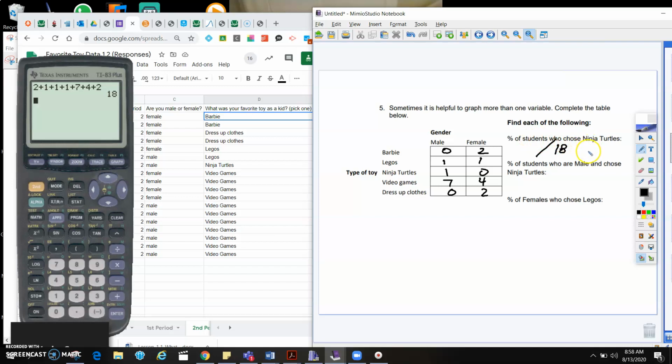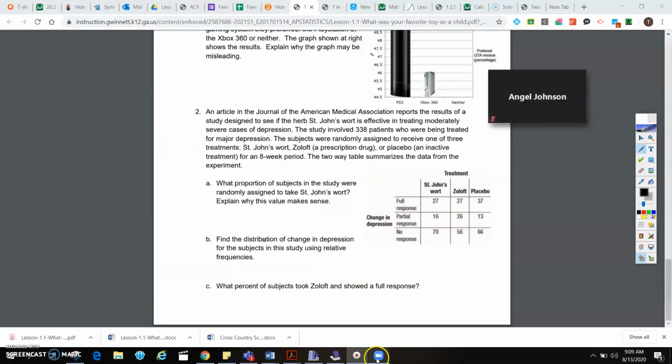We're going to look at the total number of people who chose Ninja Turtles. It was only 1. So I'm going to go into my handy dandy calculator and type 1 divided by 18. And I'm going to get 5.5%, right?